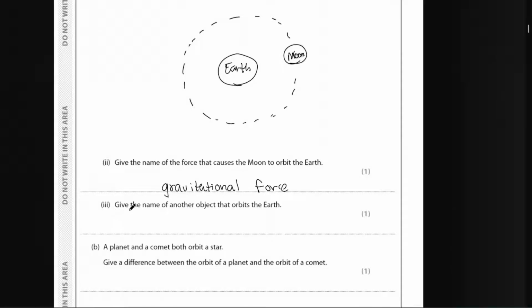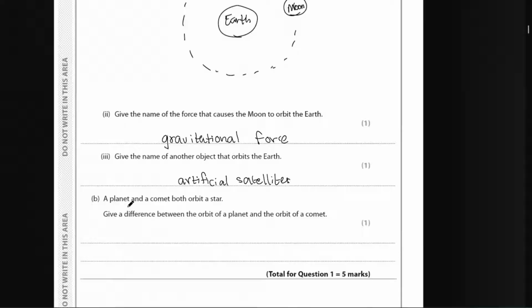Question number 3, give the name of another object that orbits the Earth. So other than the moon, satellites orbit the Earth. We can say artificial satellites, A-R-T-I-F-I-C-I-A-L, satellites.